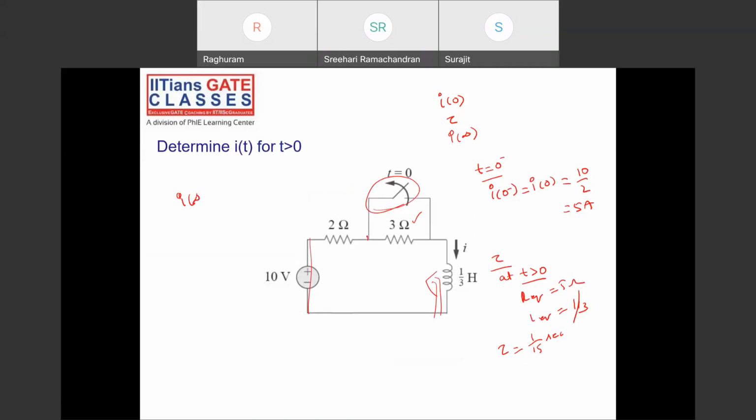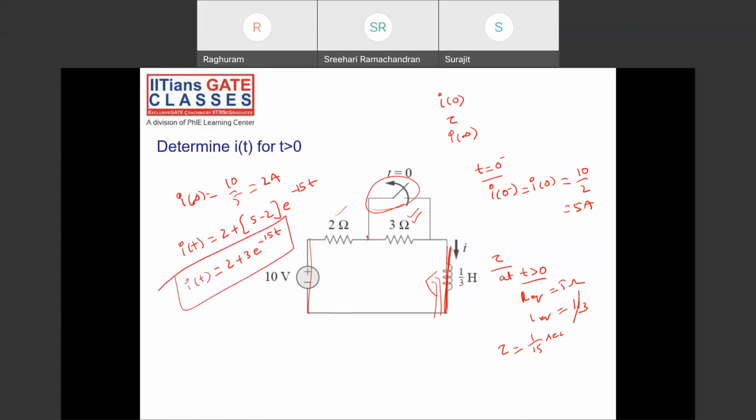I of infinity is at t equal to infinity. Again, this is a short circuit. So I of infinity is 10 by 5, which is 2 amperes. Right? So I of t will become I of infinity 2 plus 5 minus 2 e power minus 15t. So 2 plus 3 e power minus 15t. This is I of t. Clear?